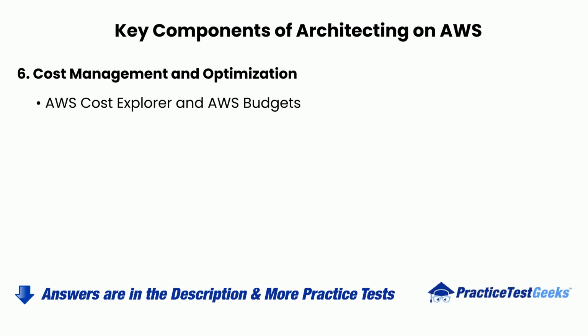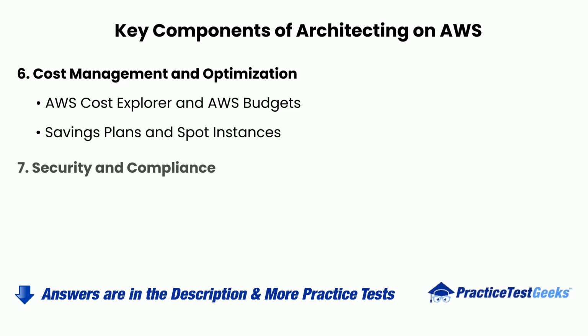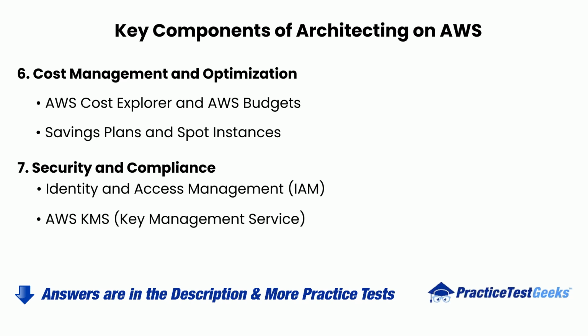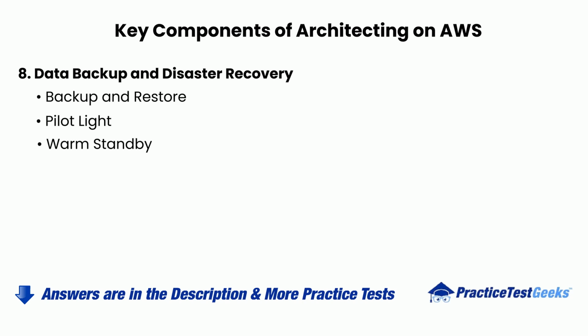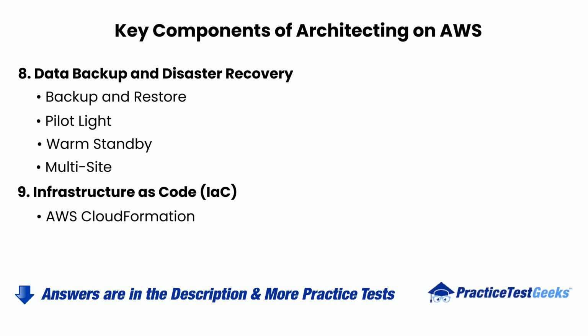AWS Cost Explorer and AWS Budgets, savings plans and spot instances. 7. Security and compliance: Identity and Access Management or IAM, AWS KMS or Key Management Service, Amazon GuardDuty. 8. Data backup and disaster recovery: backup and restore, pilot light, warm standby, multi-site. 9. Infrastructure as Code or IaC: AWS CloudFormation, AWS CDK or Cloud Development Kit.